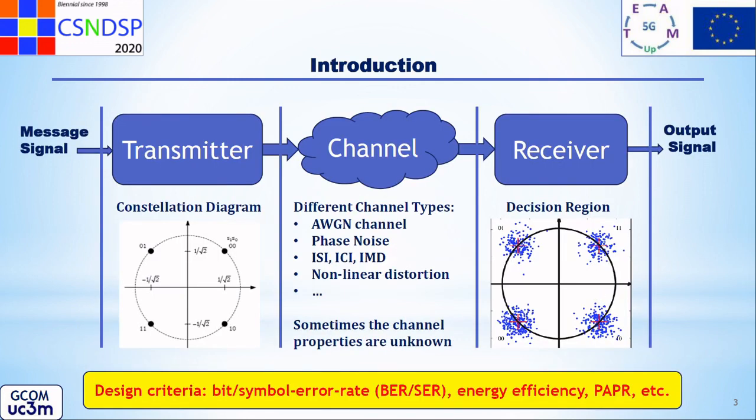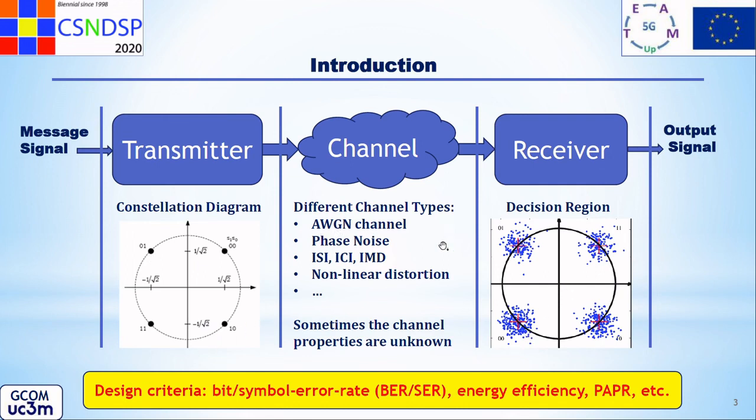The structure of a communication system is the following. A transmitter sends a signal modulated according to a constellation diagram through a communication channel, and then the receiver is in charge of reconstructing the signal that has been distorted by the channel. For instance, here we have the constellation diagram of a QPSK signal, and here we have the received symbols when they have passed through an AWGN channel.